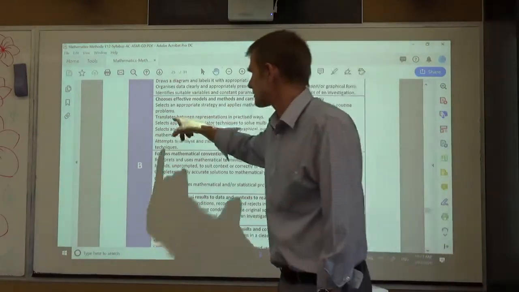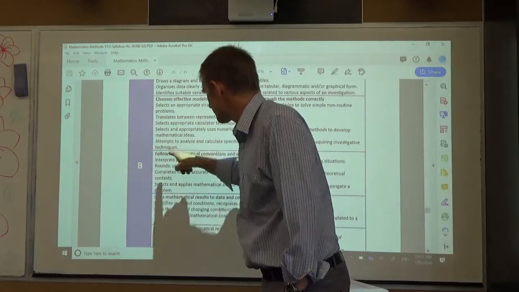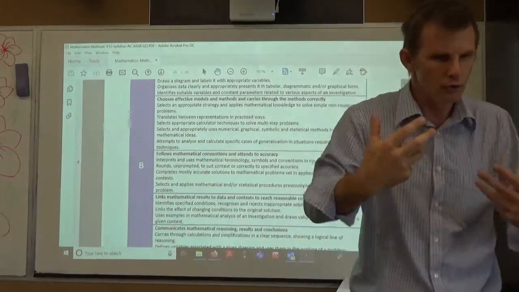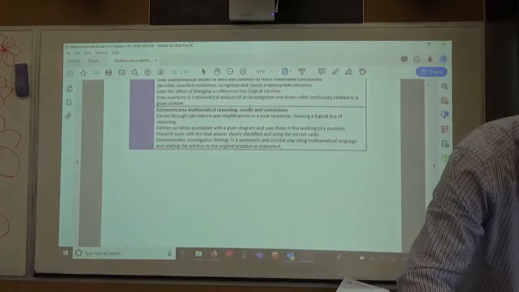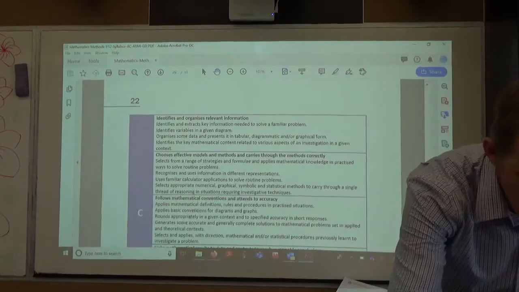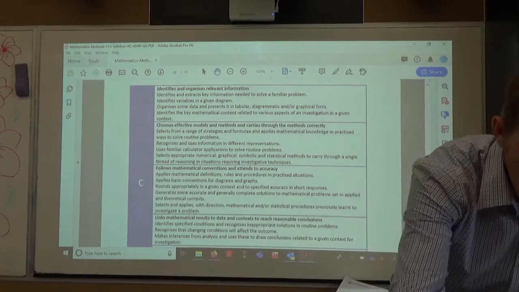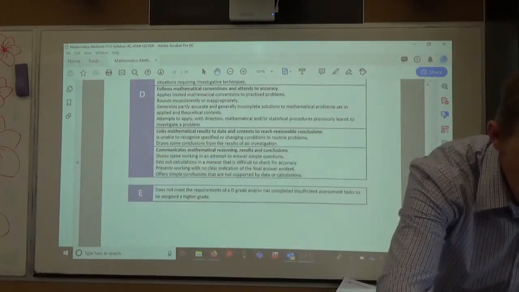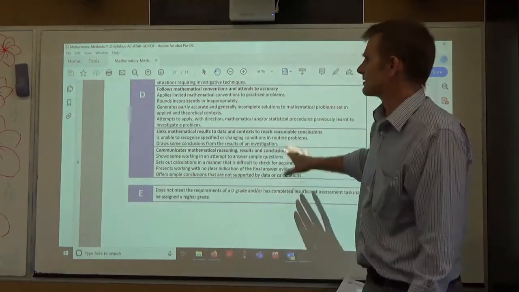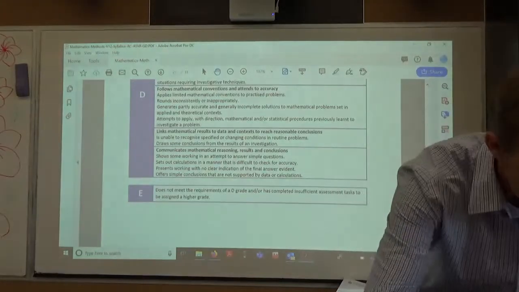And what you often find is the keywords, chooses effective, translates, attempts to analyze, follows mathematical convention, those sorts of words are the ones that change as you move from the A to the B to the C. Those are generally the words that are changing. We get further down, no one's going to be down here, but it says does not meet any of the requirements. So if you don't meet this, then you're in the E grade. No one's going to be there, don't worry, we'll be fine.